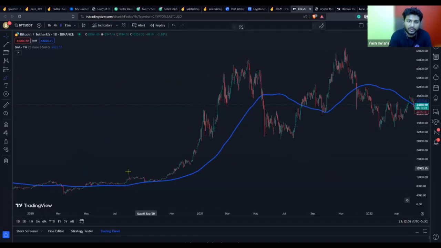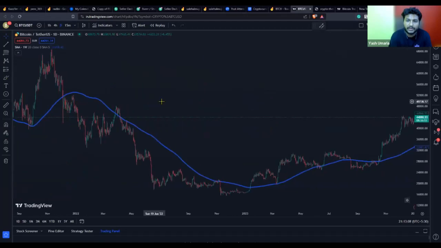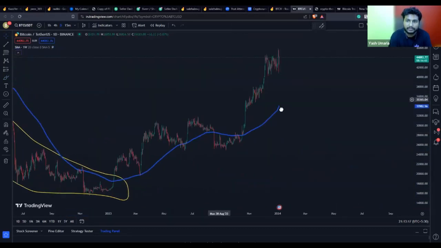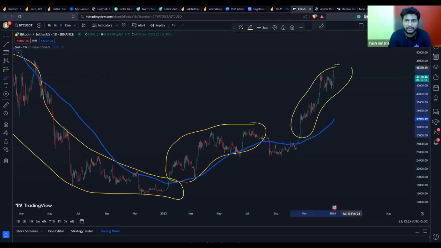Whenever the market is bullish, it is above the 20-week moving average. Correct? Whenever the market is bearish, it is below the 20-week moving average. Right now, the market is above the 20-week moving average. Here, a while ago, it was of course above the 20-week moving average. The sentiment was very positive, of course. Here also it is above the 20-week moving average, so the sentiment is still very positive right now.